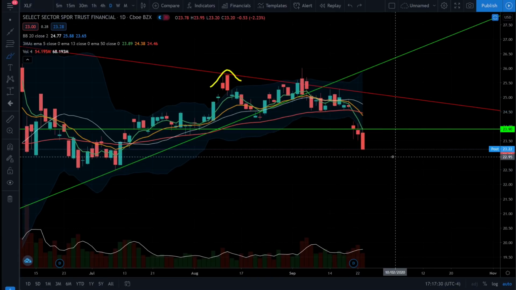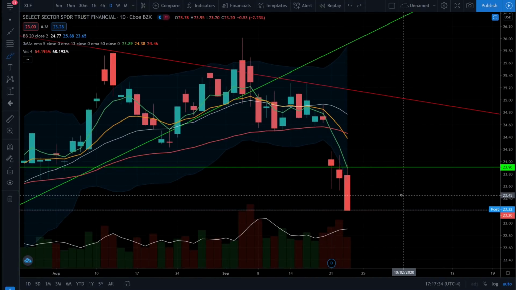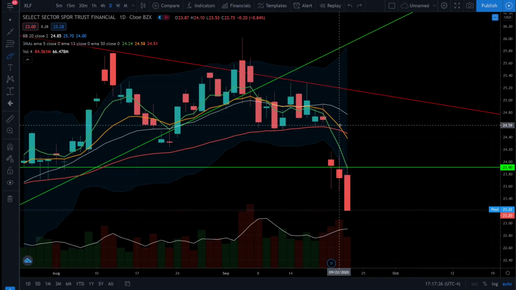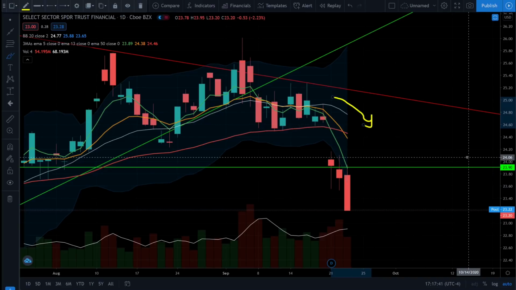So we see that that 5 EMA is very negatively sloping and that the price is basically in free fall on the financial market. And we see that the 13 EMA has now crossed below the 50 moving average, and the 20 simple moving average is becoming more negative. So very bad news for the financial sector, and that is overall very bad news for the stock market.